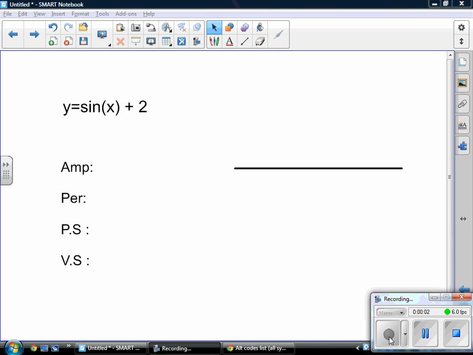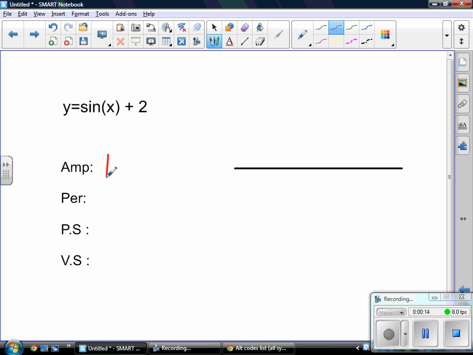Here's another graphing a trig function. This time the only change from the typical sine of x graph is going to be a vertical shift of 2. So let's identify: the amplitude is going to be 1, the period of sine is normally 2 pi. Phase shift, there's nothing else in this x inside the parentheses, so there is no phase shift. And vertical shift of 2, up 2.